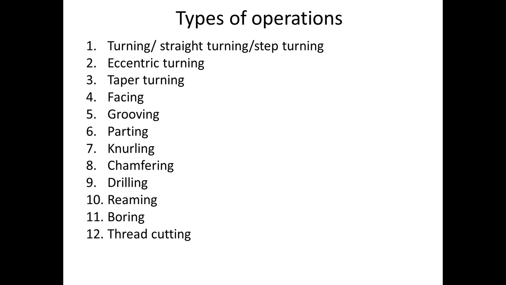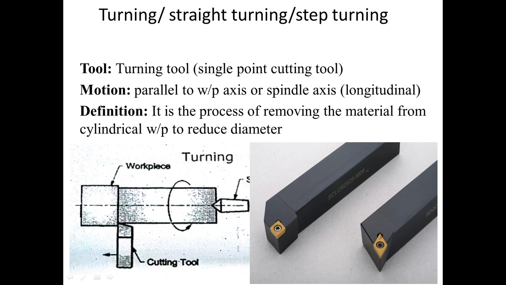As summarized here, 12 operations: turning, different types of turning, second facing operation, then again grooving, parting in the same category, slight difference. Knurling is again not metal cutting operation, and then the rest of the parts are some basics for drilling operation. So yes, we go with basics. First, turning operation, it is also referred as straight turning, or sometimes if there are steps, step turning. So here we use a single point cutting tool.